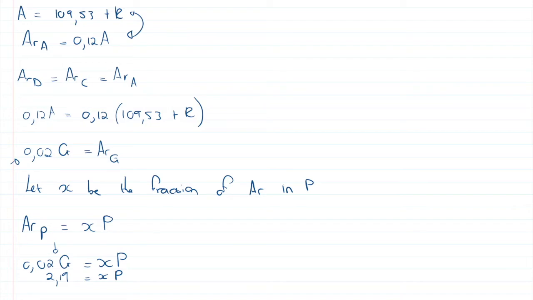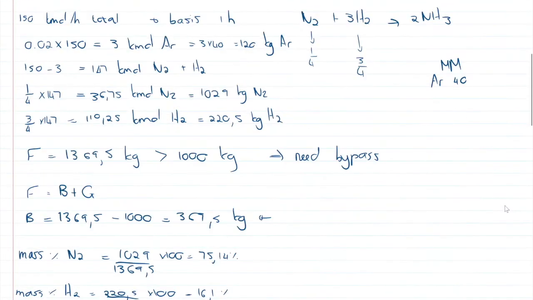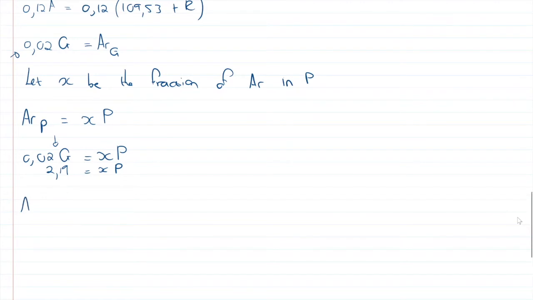But something to keep in mind is that this over here is a split. It doesn't do anything funny like the condenser that changed composition. A split does not change composition. So the composition of D is the same as for P, is the same as for R. So if X is the fraction of argon in P, X is the fraction of argon in D and in R. So we can say argon in D is X times D, because the fraction is the same.